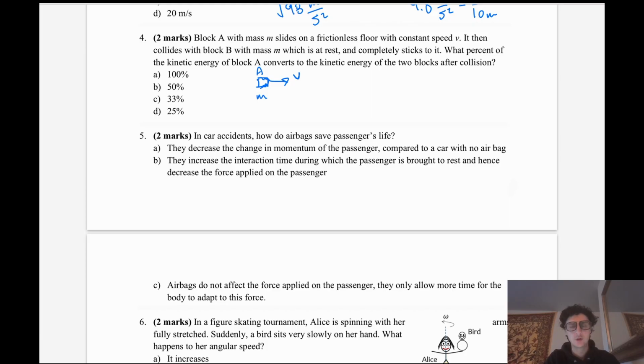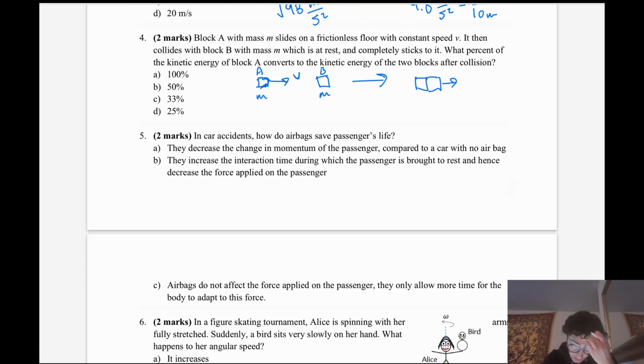So any of the calculations here that I do are useless, but for me, drawing a picture is kind of nice, like it helps me a bit. Then it hits block B with mass m, which is at rest. So this is block B. It's mass m and it's at rest. And then after the collision, these blocks are now glued together.